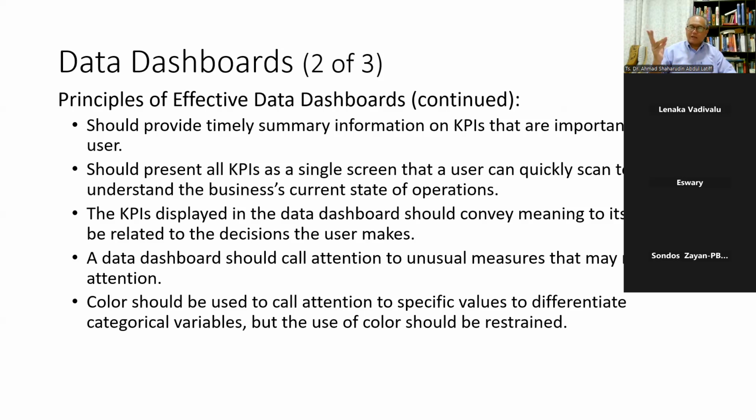And then this data dashboard also needs to call attention to unusual measures. For example, you can have a red flag of fraud and so on. Color can be used to call attention to specific values and to differentiate between categorical variables. But not so many colors. You should restrain the use of colors, just the relevant colors like maybe the traffic light colors of red, green, and amber, for example. Or you can find other colors.